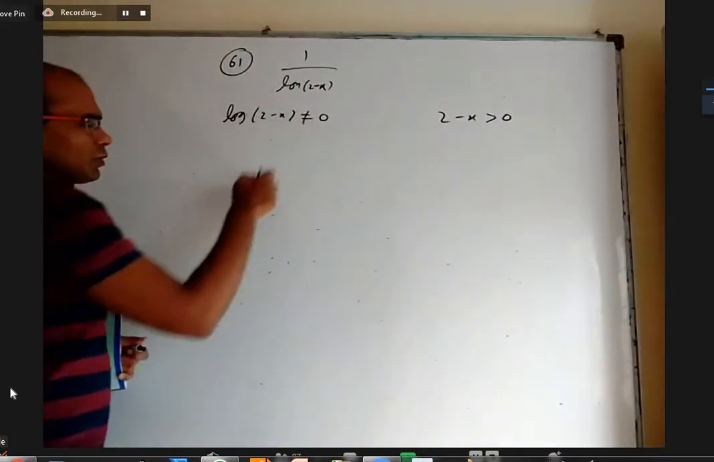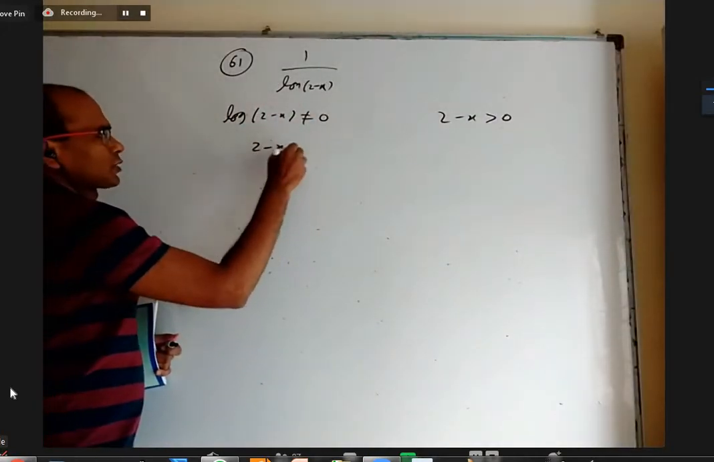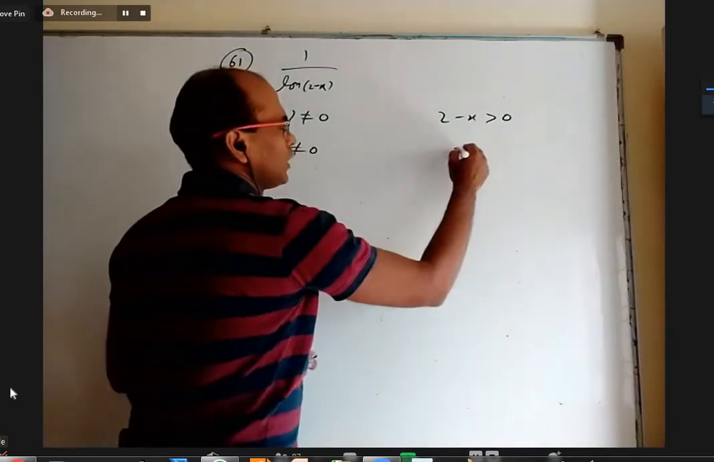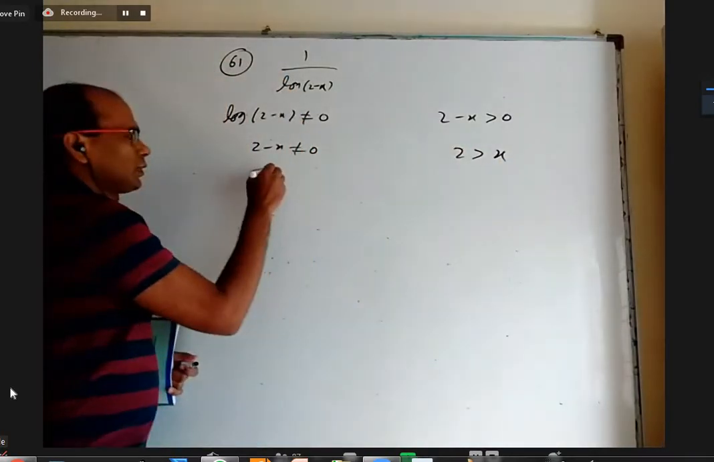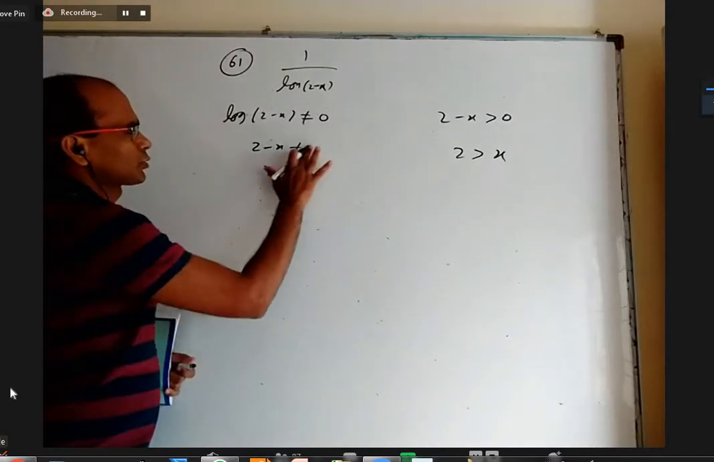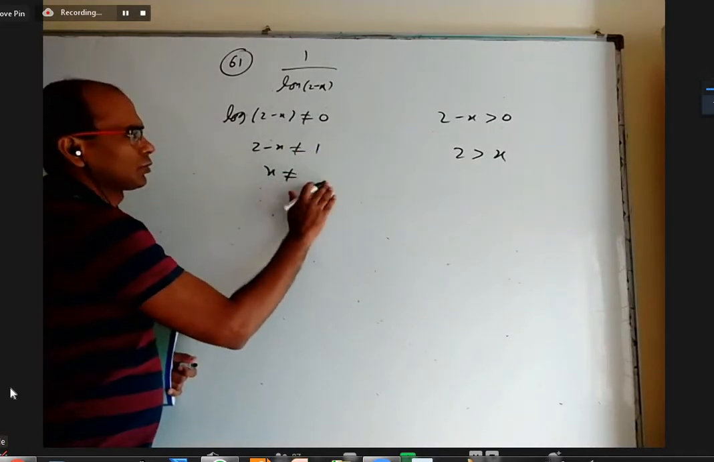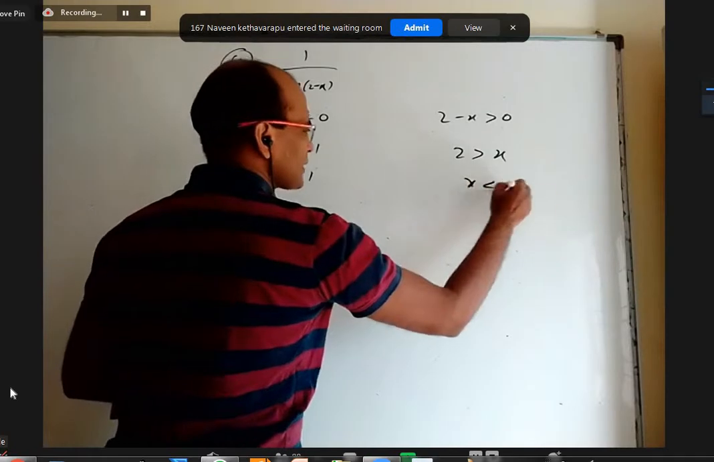These are the two things I need to check. Log of something is 0 only when it is 1. So 2 minus x should not be 1, and 2 should be greater than x. Or 2 minus x should not be 1, sorry. So x should not be 1, but x should be less than 2.